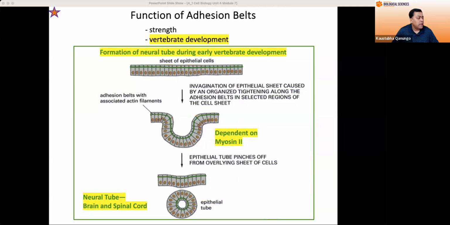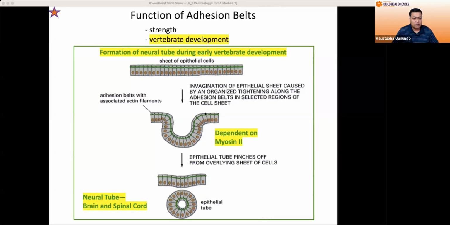Ask from there that formation of neural tube in embryos involve tightening of adhesion belts near the apical surface of the cells to taper them. That asymmetry causes the invagination of the epithelial sheet. Which of the following protein involved? And you know that it is the actin and the myosin 2, both are involved in there.